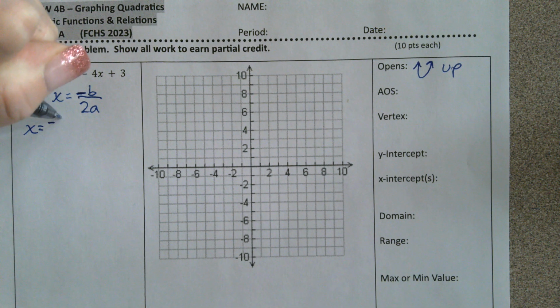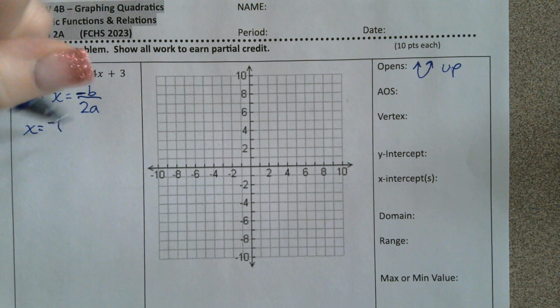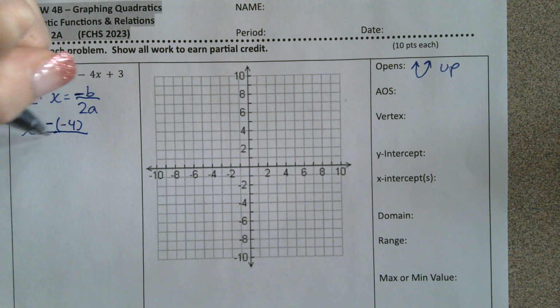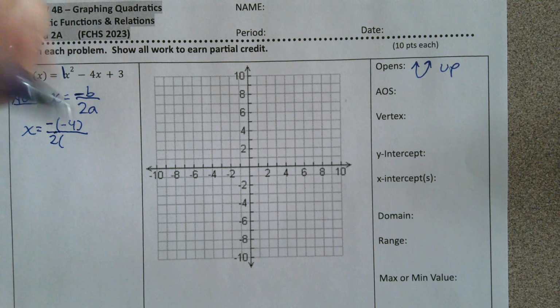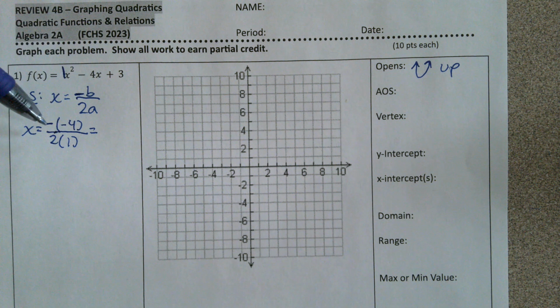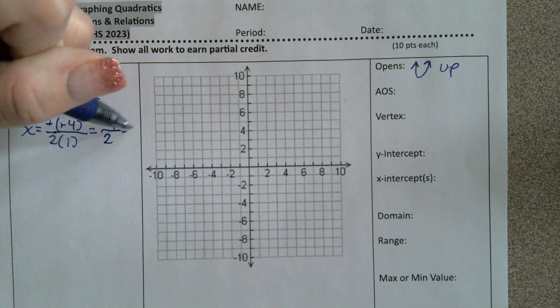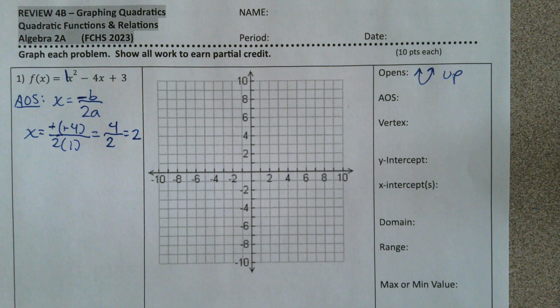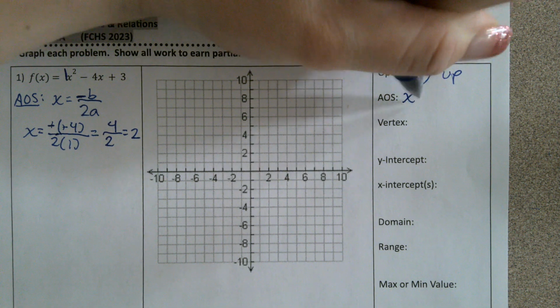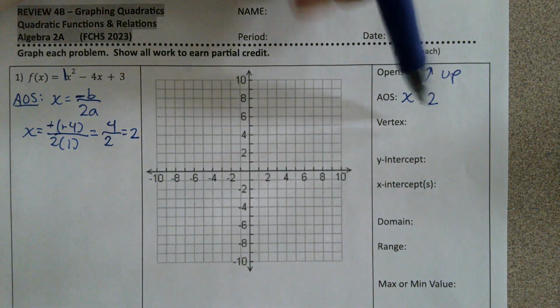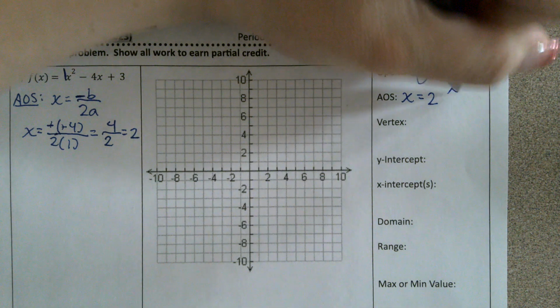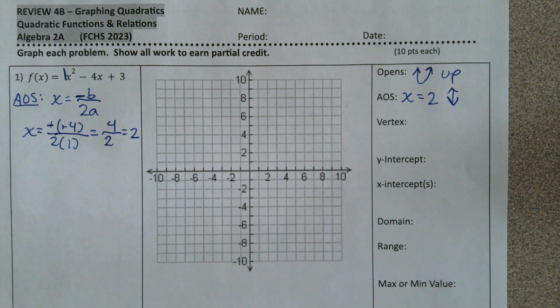x equals negative, in parentheses, b is negative 4, over 2 times a, which is just 1. So we have negative 4. This will become a positive 4 over 2, so 2. Reminder, when you write it over here, you write it as x equals 2, because remember, this is the equation of a vertical line. That's what the axis of symmetry is.